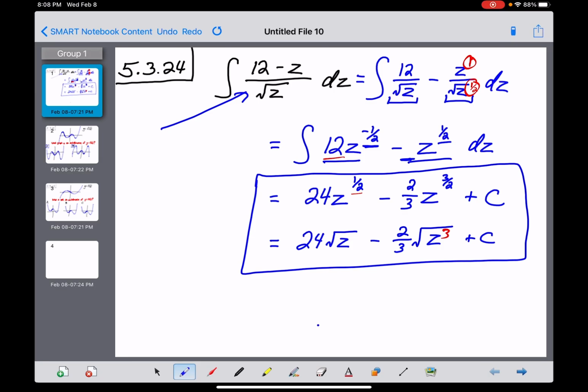with fractional exponents or with radicals. So both of those will work out fine, and there is our answer to problem number 24.